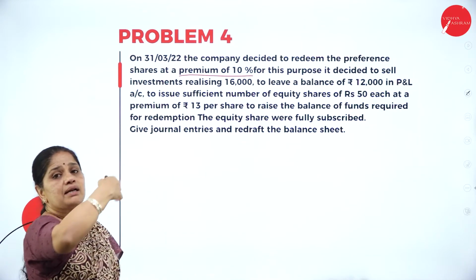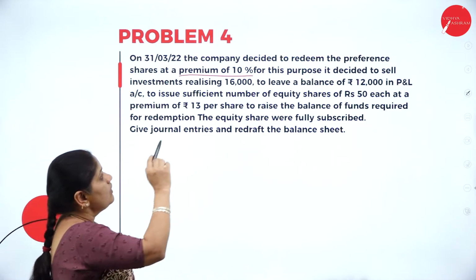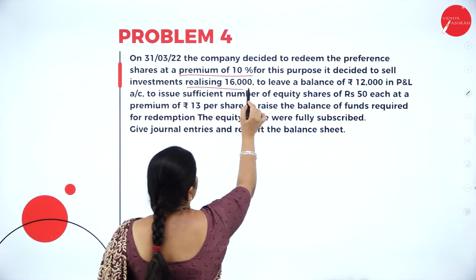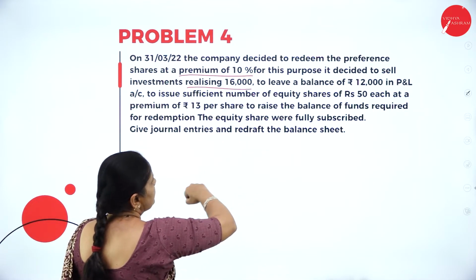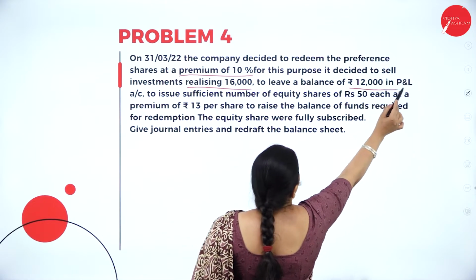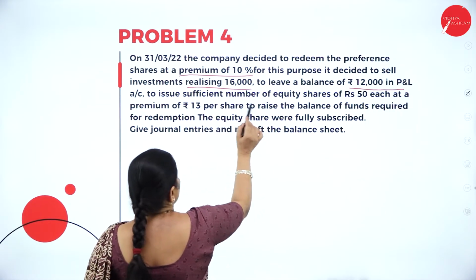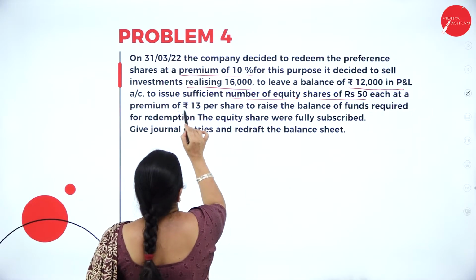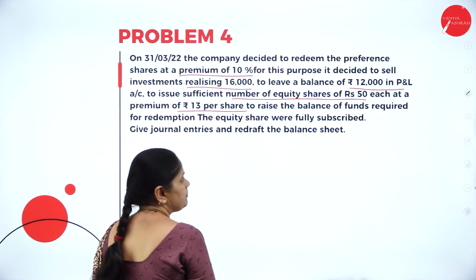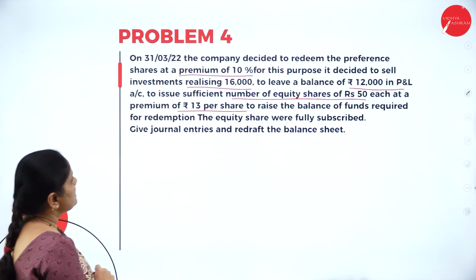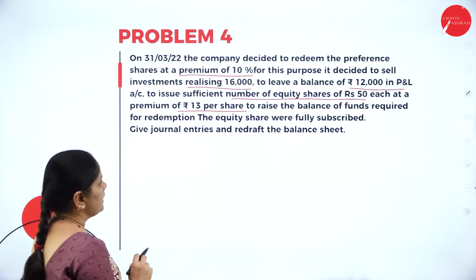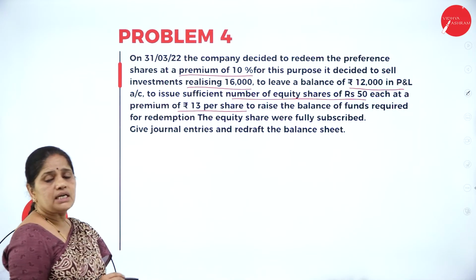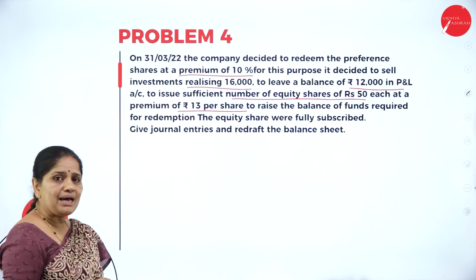Then on 31st March 22, the company decided to redeem the preference shares at a premium of 10%. For this purpose, it decided to sell the investments realizing rupees 16,000 to leave a balance of 12,000 in profit and loss account, to issue sufficient number of equity shares of rupees 50 each at a premium of rupees 13 per share to raise the balance of funds required for redemption. The equity shares were fully subscribed. Give journal entries and redraft the balance sheet.